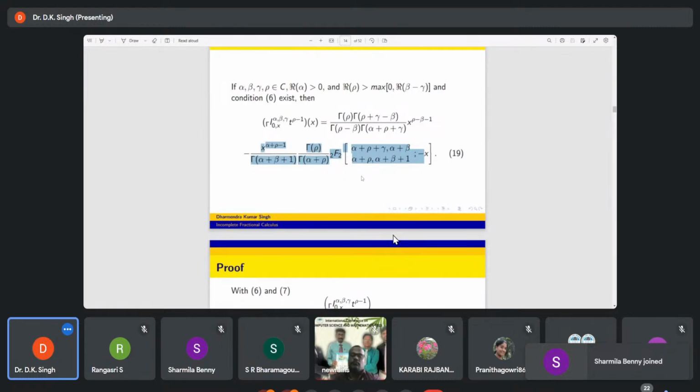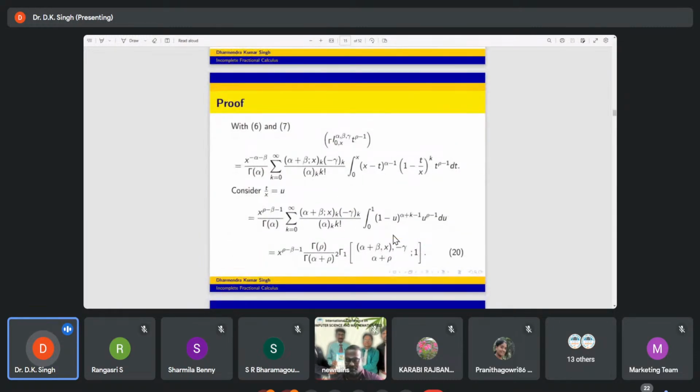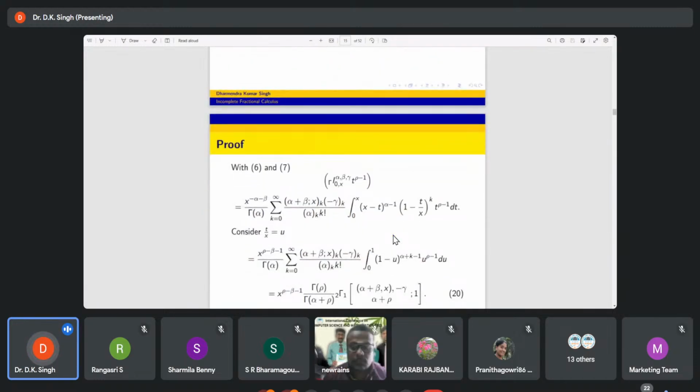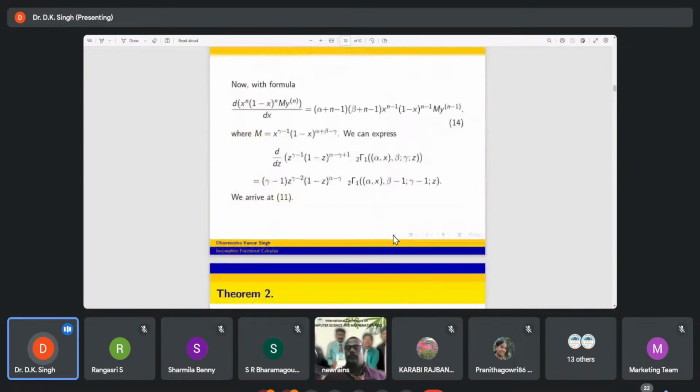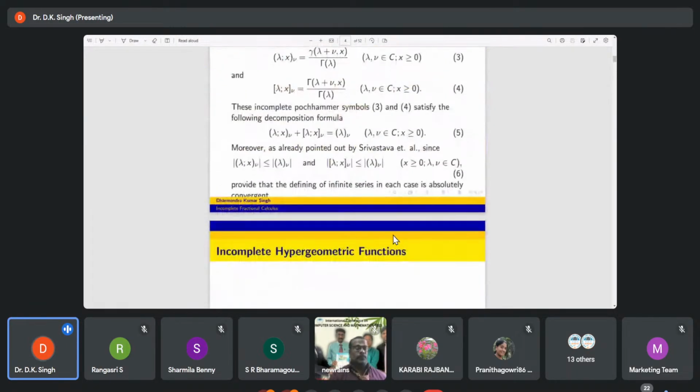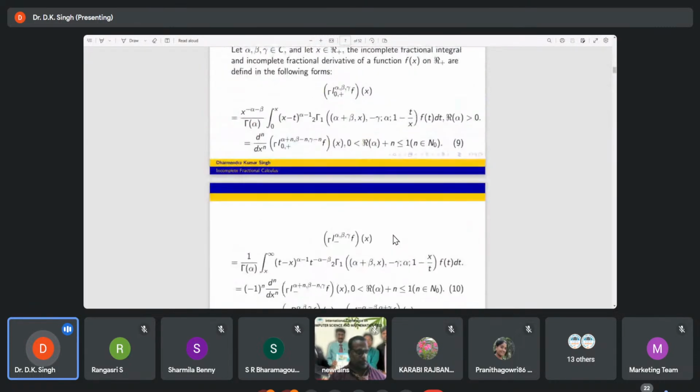So now, how do you get this equation number 19? With the help of 6 and 7, we write this I0 x alpha beta gamma t over rho minus 1 x, which can be represented as the sum over k equal to 0 to infinity, using the same formula as equation 7. Sorry, this is equation number 9.